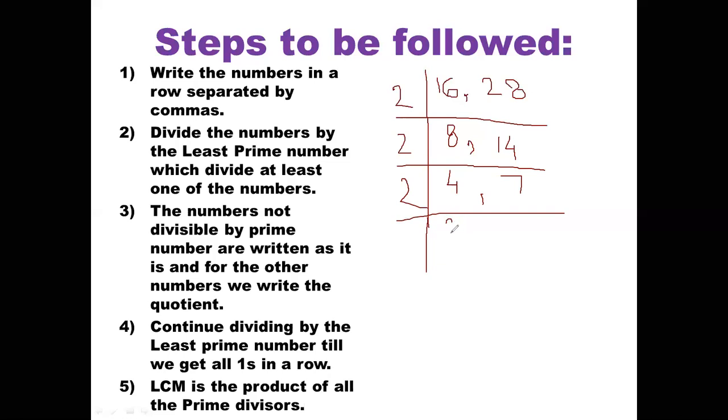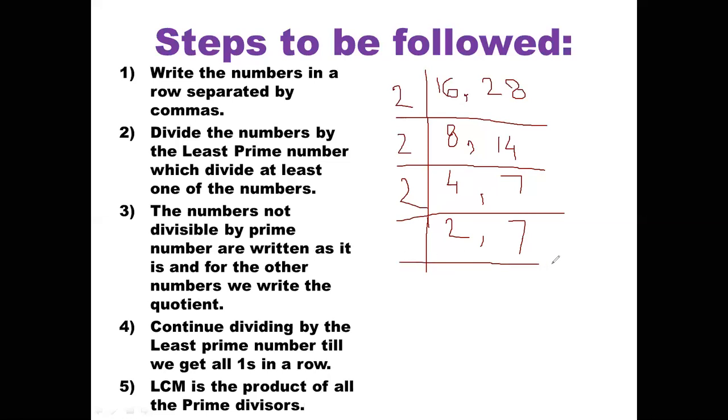2 2s are 4, but because 7 doesn't come in the table of 2, I'm going to write down 7 as it is. Because our third step says that the number not divisible by a prime number is written as it is, and for the other number we write the quotient. I did the same. For 4 I write its quotient, and because 7 isn't divisible by 2, I have written 7 as it is.